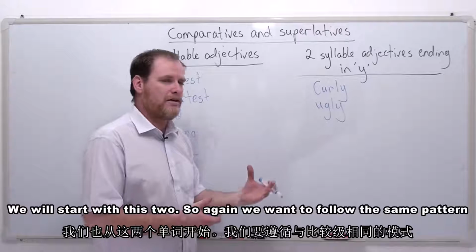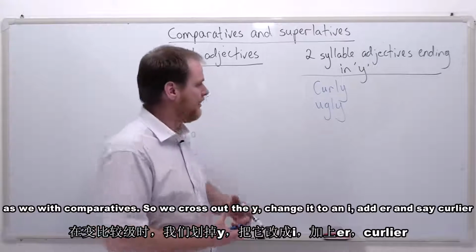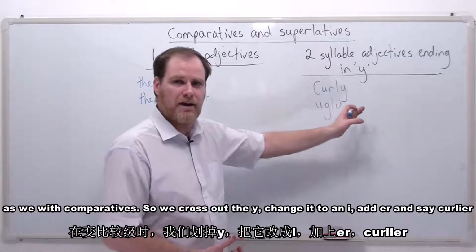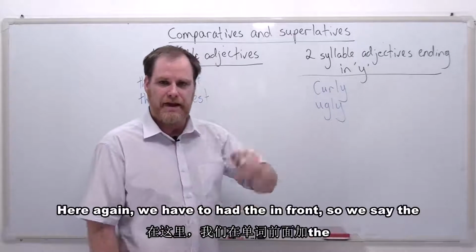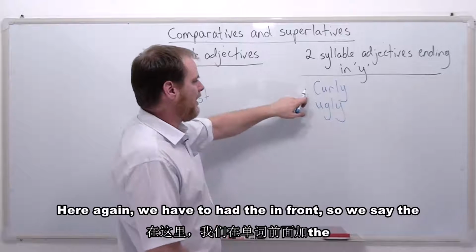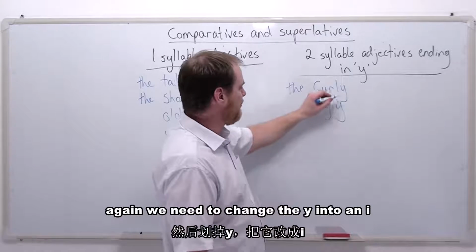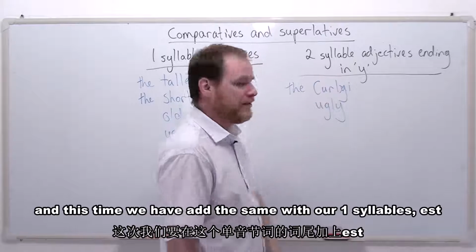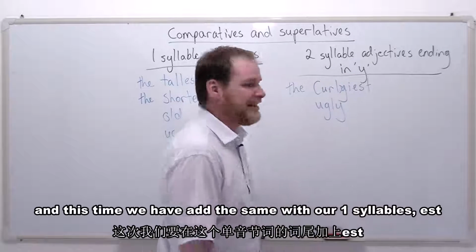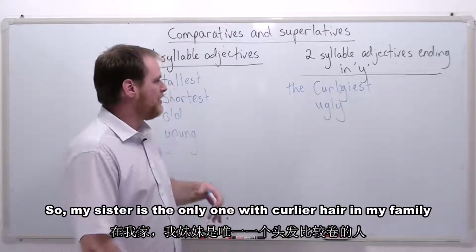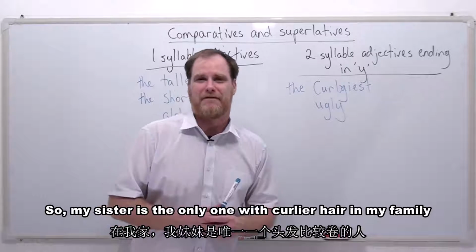So again, we want to follow the same kind of pattern, okay, that we did with comparatives. So with comparatives, we crossed out the y, changed it to i, and added er and said curlier than. Here, again, we have to add the in front. So we say the, all right? Again, we need to change our y to i, and this time we add the same as with our one syllables, est, okay?